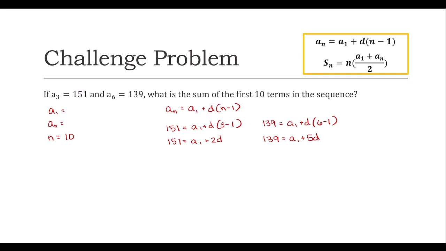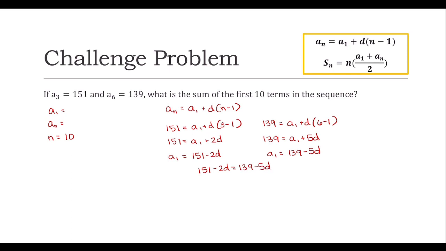We'll start by solving both equations for A sub 1. So A sub 1 equals 151 minus 2D, and A sub 1 equals 139 minus 5D. Since we've solved them both for A sub 1, we can set them equal to each other. 151 minus 2D equals 139 minus 5D.